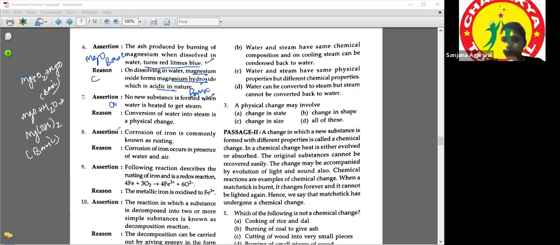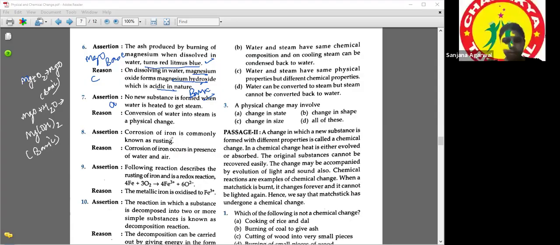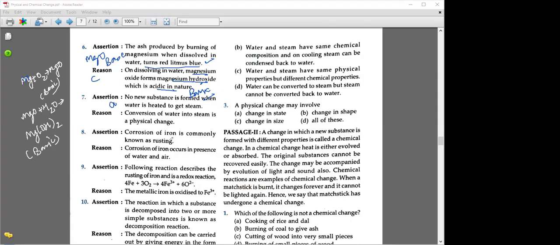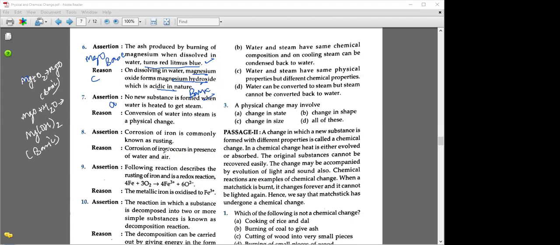8. Rohini. Corrosion of iron is commonly known as rusting. Corrosion of iron occurs in presence of water and air. Both are false? Both are true. Yes, ma'am. I was thinking both are false. Ma'am, both are true, and reason is the correct explanation.